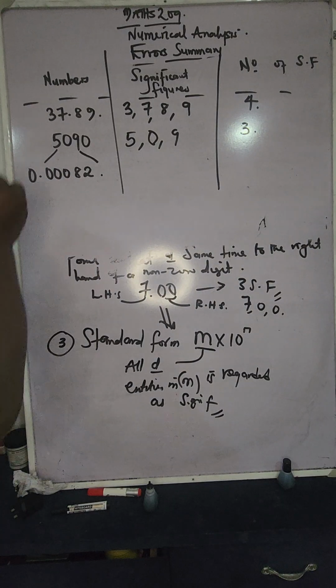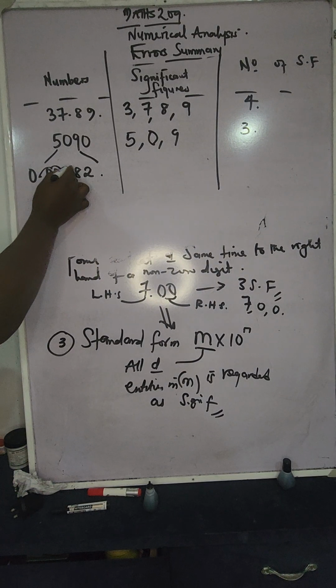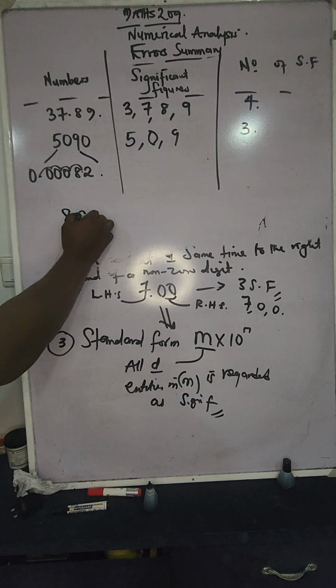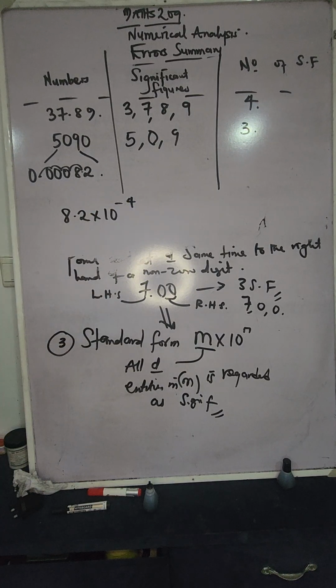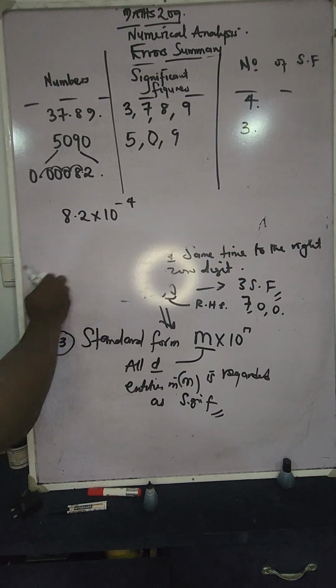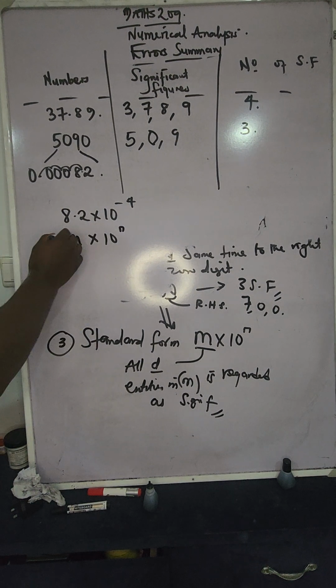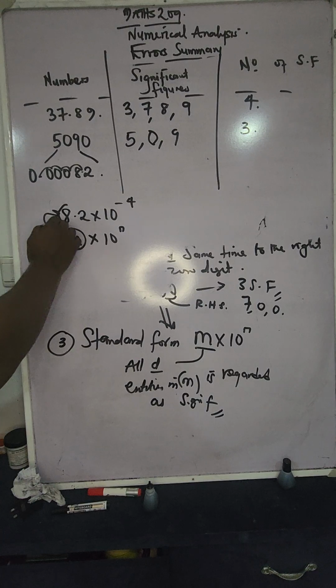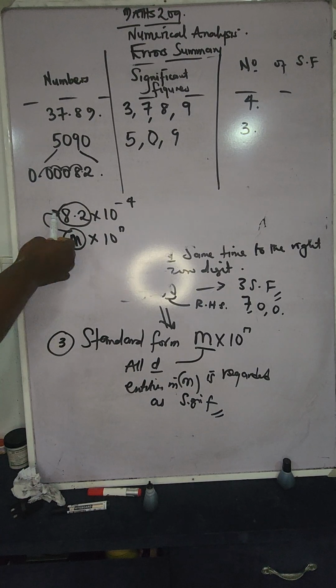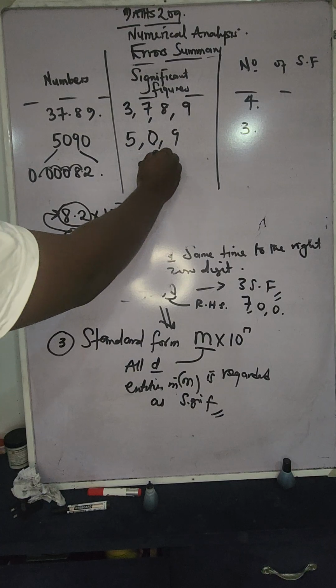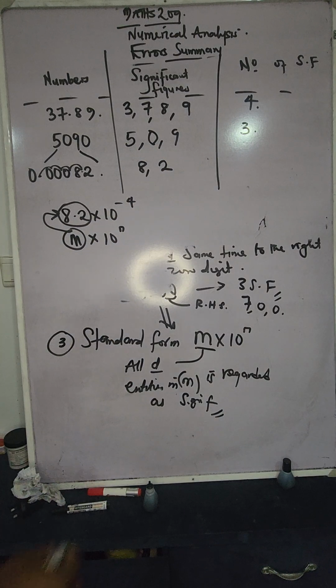Let's move this decimal place: 1, 2, 3, 4. This is 8.2 times 10 raised to the power minus 4. Let's correlate it to the formula, which says m times 10 raised to the power of n. So m corresponds to 8 and 2, and all the elements here, 8 and 2, are significant digits. So the number of significant digits here is 2. Is that clear?